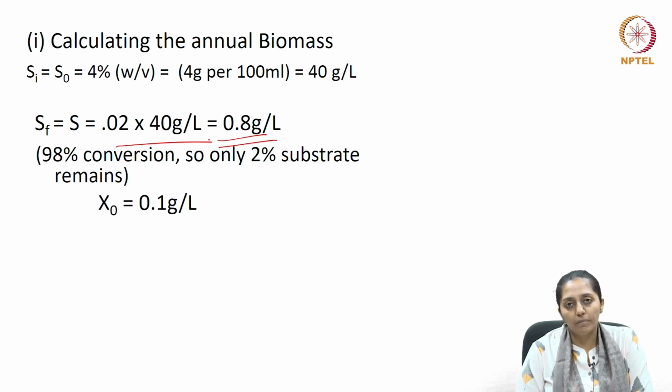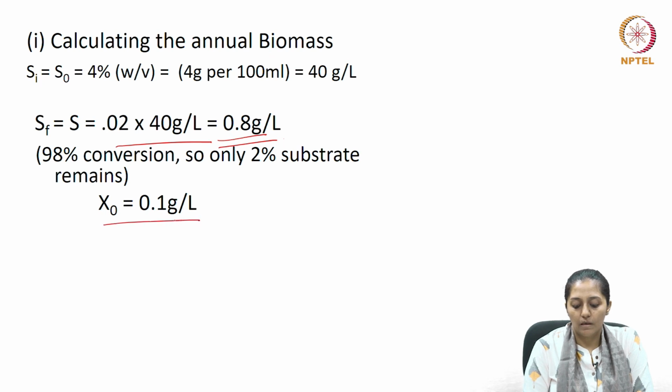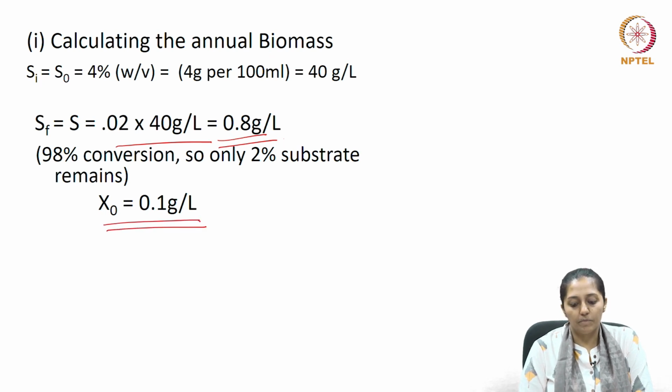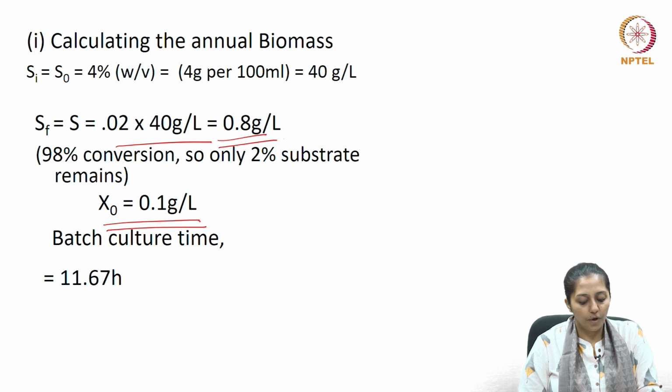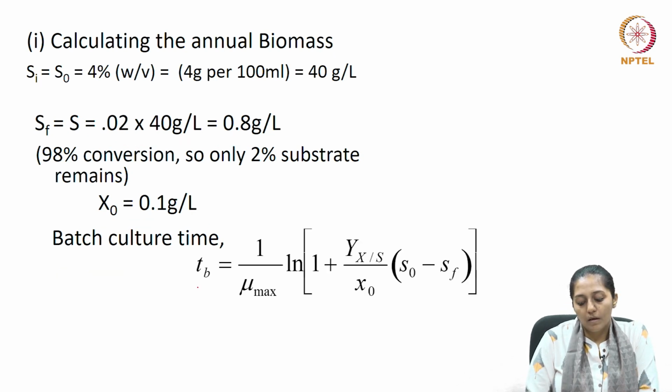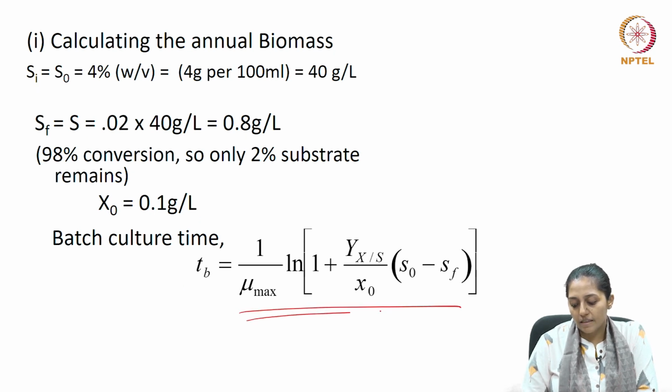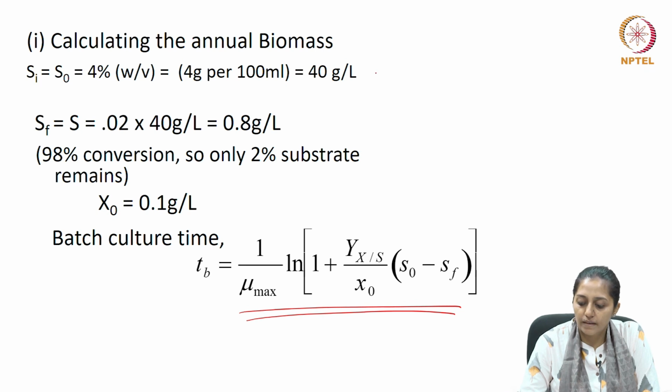Now, if the initial biomass concentration was given as 0.1 grams per liter, we can calculate the batch time. It is given as 11.67 hours. How? Your batch time can be calculated as given in this equation, which I have underlined on the slide. Any guesses how we have reached this equation? So, let us see that.